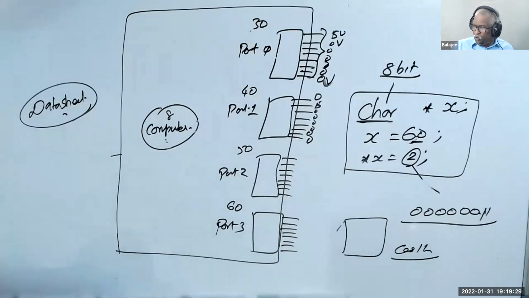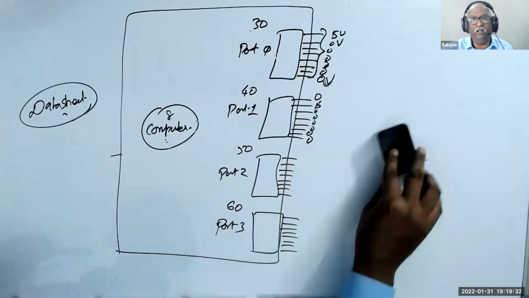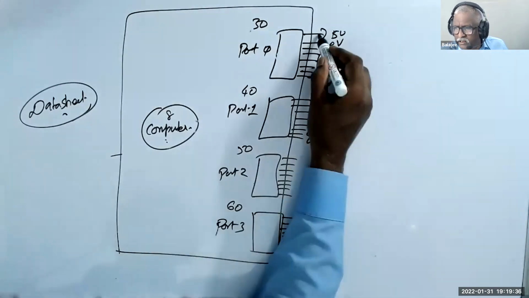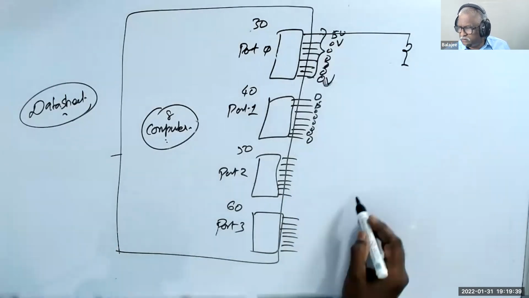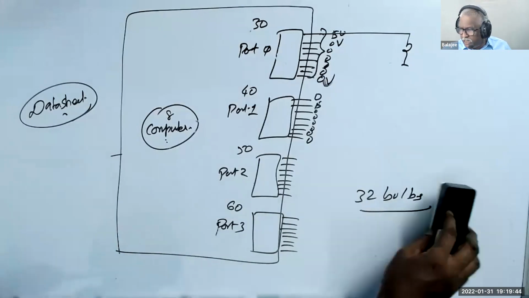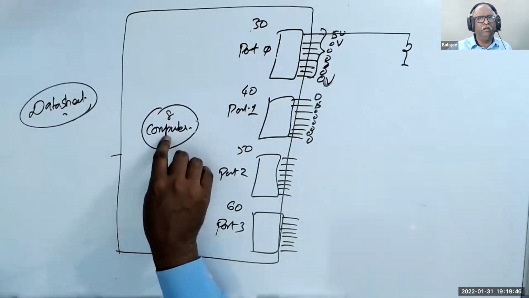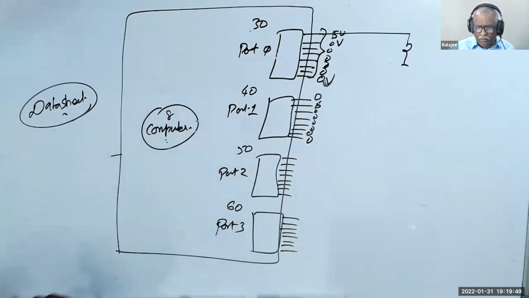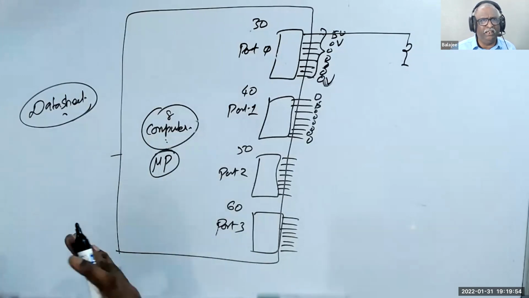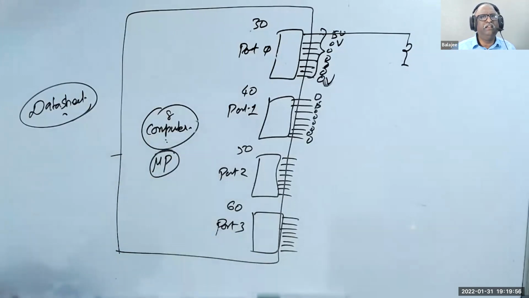So it doesn't matter. Think of it: how many bulbs? If we have 4 ports, how many bulbs can I connect? 32 bulbs. So understand, we are using an 8-bit computer. 8-bit computer or 8-bit microprocessor, both are the same. I'm just using them interchangeably. Why I'm using the word computer is, it is very important for you to understand you are programming a computer inside. That's it. Don't think that you are doing something great.